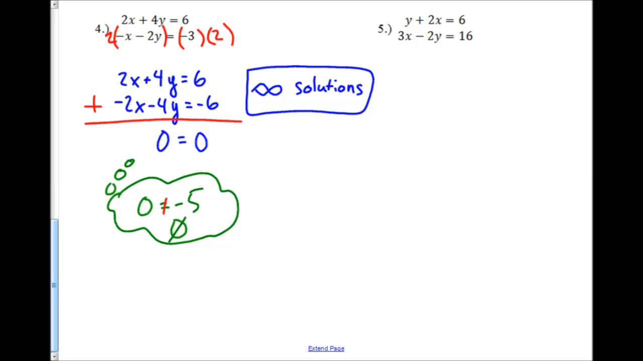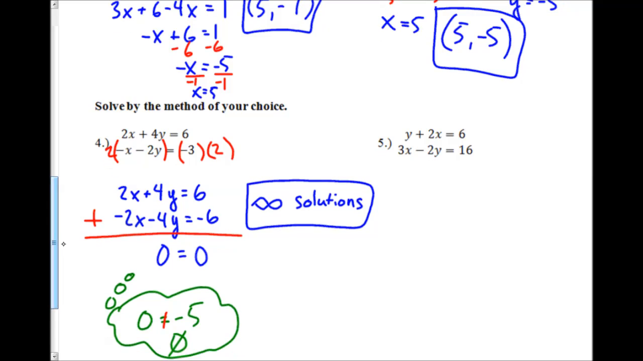Okay? So just be aware of that other special case that can occur here. If I look at the next one, I'm going to solve this one by substitution. Since I have y plus 2x equals 6, this one's really easy to solve for y. I subtract the 2x from each side.